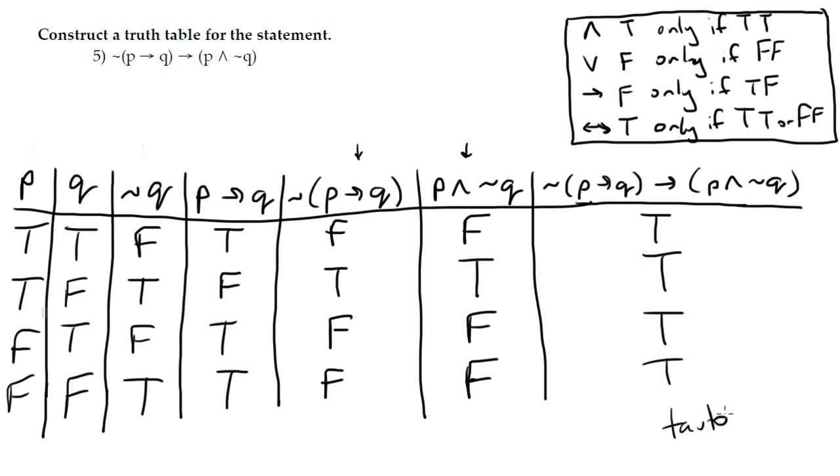This is called a tautology. There we go. And this is your answer, your resulting column.